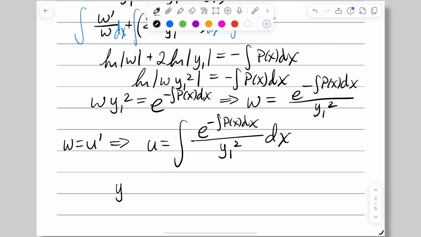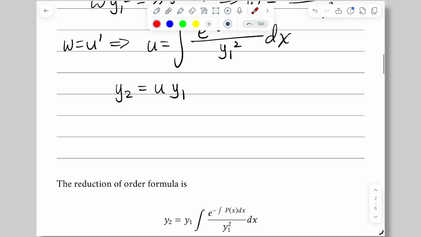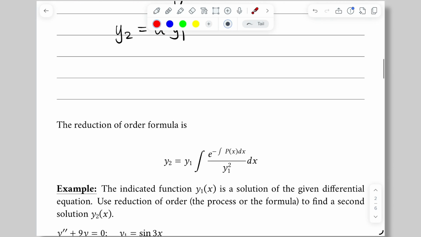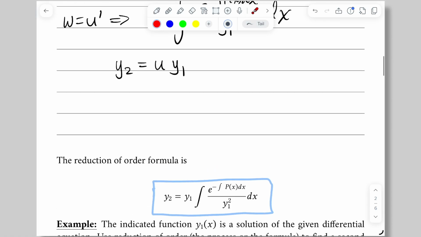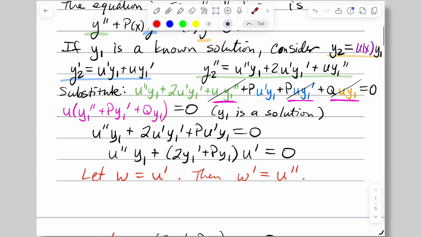But remember earlier we said that y2 was equal to u times y1. That leads us to the reduction of order formula. y2 is equal to y1 times the integral of e to the negative integral P of x dx divided by y1 squared times dx. It's one of the more complicated formulas we've seen, and yes, I'm going to say you need to know this. I'm also going to say you need to know how this process goes.